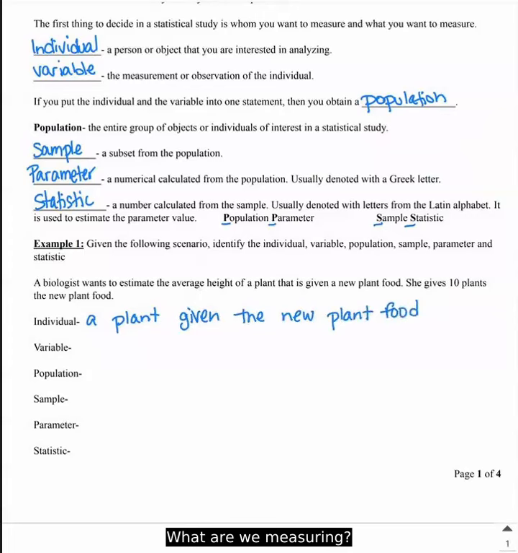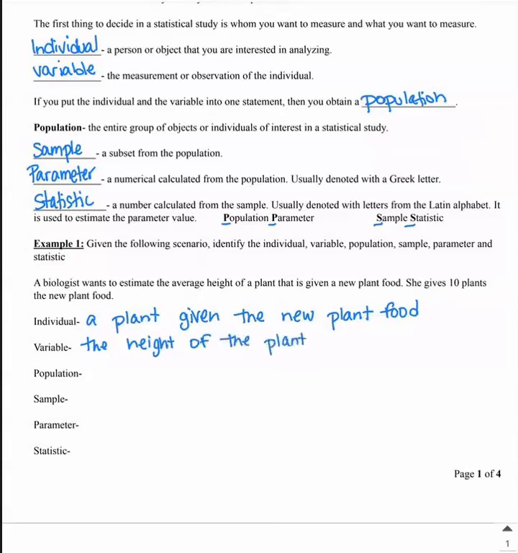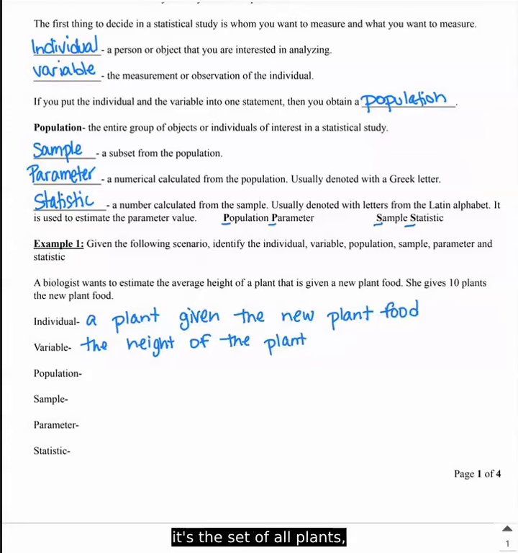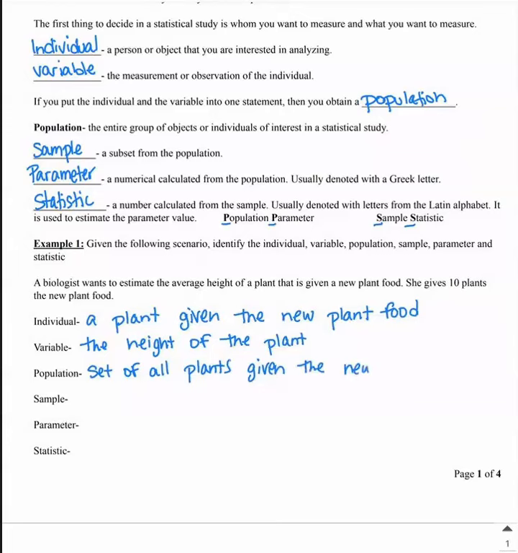And so my variable, what are we measuring? We're measuring the height of the plant. And now it wants to know, what's the population versus what's the sample. So the population is all of them. It's the set of all plants given the new plant food.